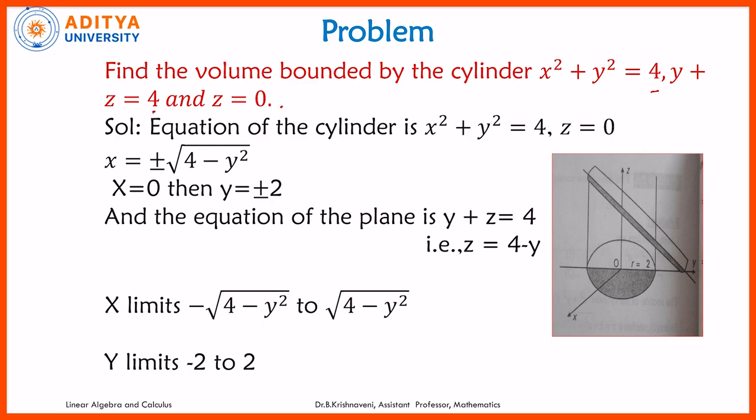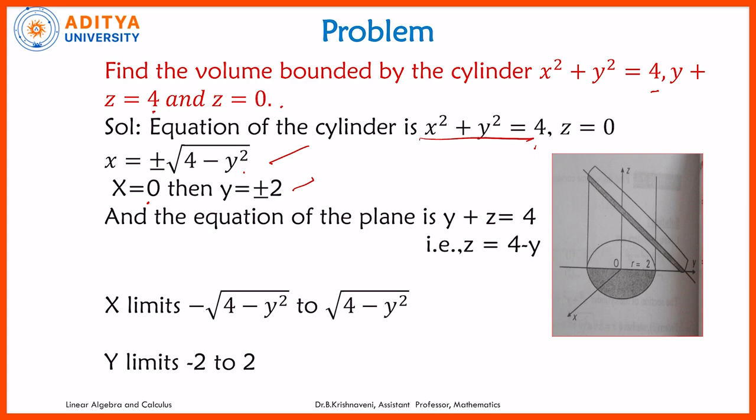So now the question on this. Find the volume bounded by the cylinder x² + y² = 4, y + z = 4 and z = 0. So here, given the equation of the cylinder x² + y² = 4 and z = 0, from the first we get x = plus or minus root of (4 - y²). And if x is 0 in that equation, y² = 4, that means y = plus or minus 2.